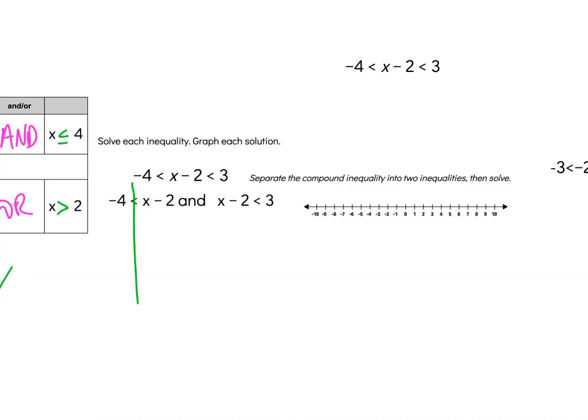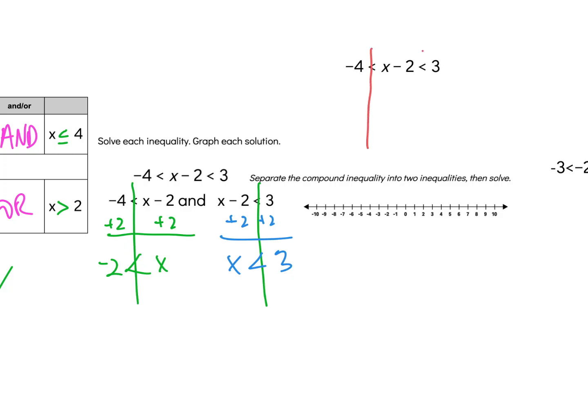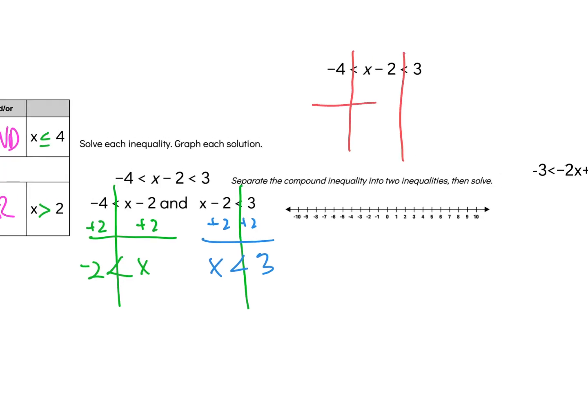This one, what I'm going to do is do the left one and do the right one. So here I'm going to add 2, and I get negative 2 is less than x. And then here I'm going to add 2, and I get x is less than 3. Easy enough. Up here, though, I'm going to add 2 to all 3 sides. And if you're like, wait, what 3 sides? Notice my lines here. I'm saying there's a central part, a left side, a right side. I'm adding 2, adding 2, adding 2.